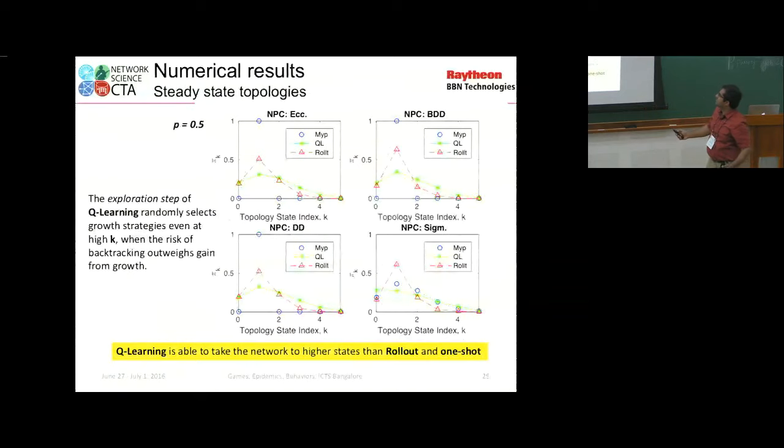Just to show this example, this is a high attack success probability, P 0.5. The green is Q-learning, and blue is myopic, which is what I described in the one-shot case, and the triangle is the rollout policy, which is somewhere in between in complexity. So the more the mass towards the right, the better it is, because then you have more chance of operating in a denser, richer topology.